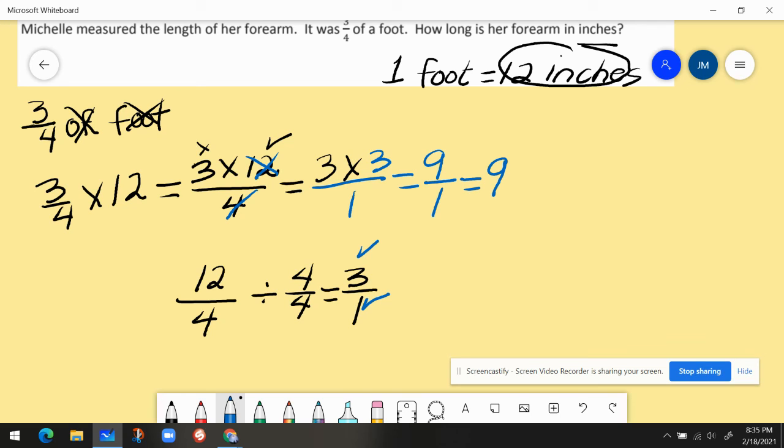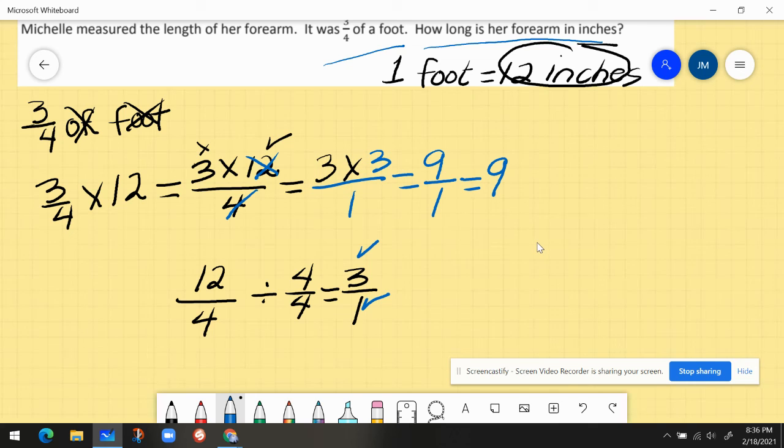So what is the answer? The question is, Michelle measured the length of her forearm. It was 3/4 of a foot. How long is her forearm in inches? Now we can say the answer. We can type the answer because we found it.